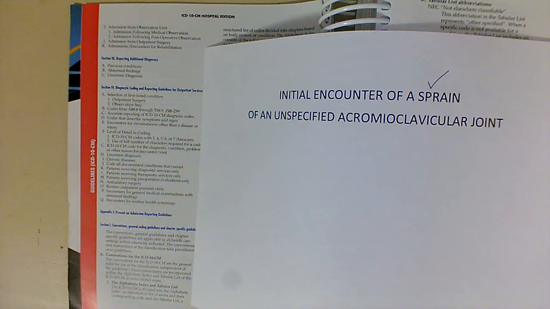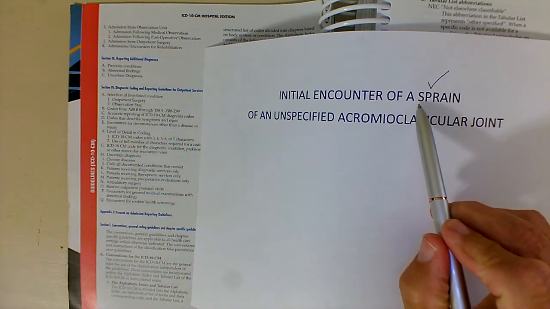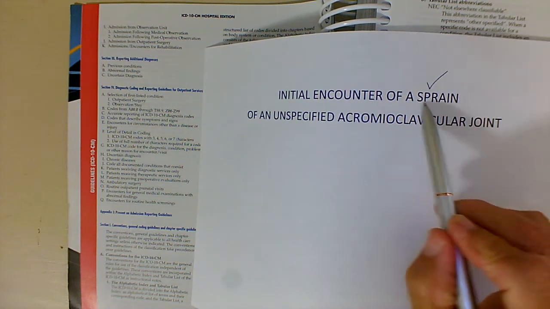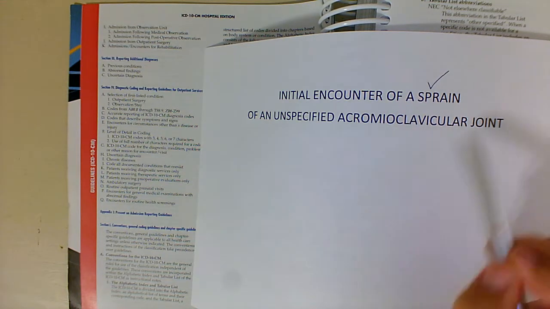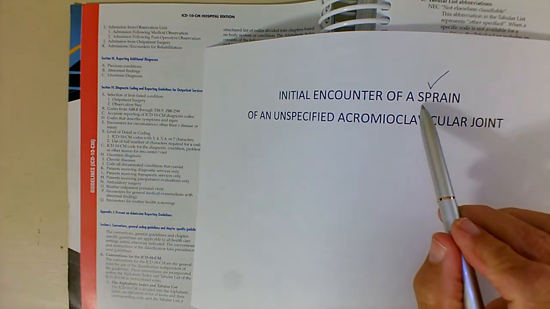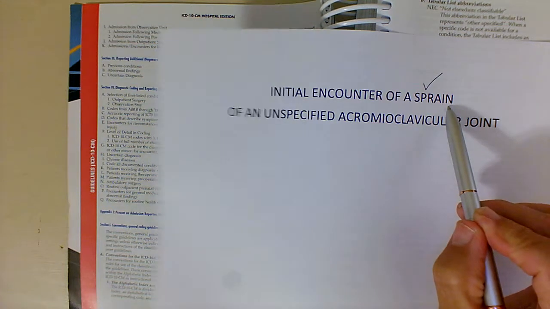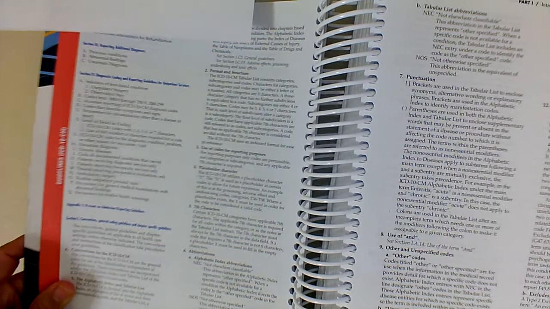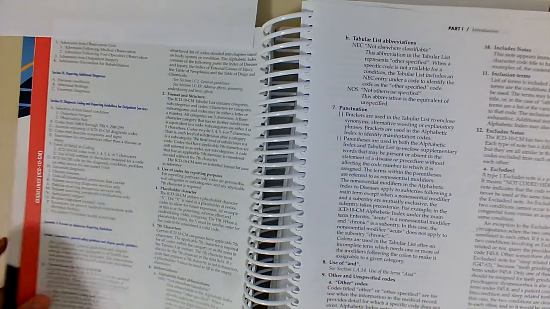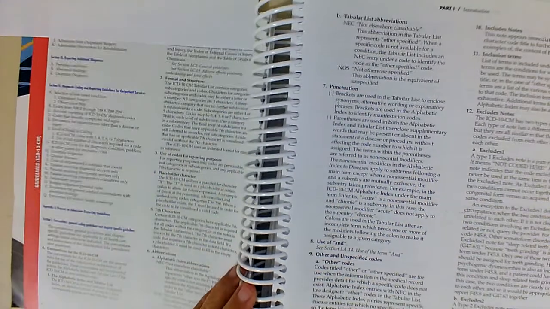So our first thing is our main term. Our main term in this scenario is sprain. We're talking mainly about a sprain here. So we're going to look up in our ICD coding manual sprain. So let's do that. And forgive me for this book not being tabbed, but I'm traveling and I had to use a different book for this video.